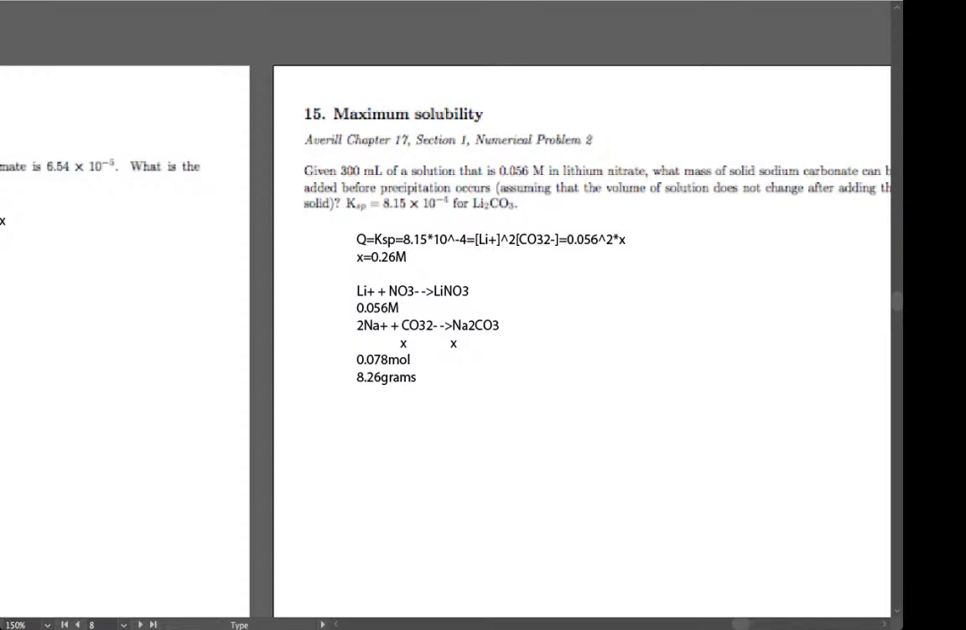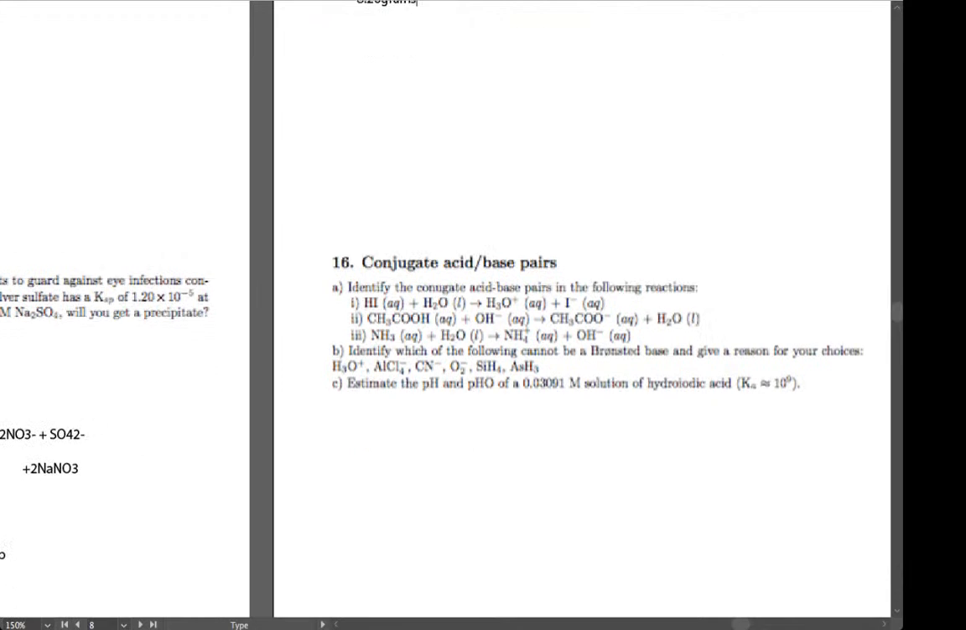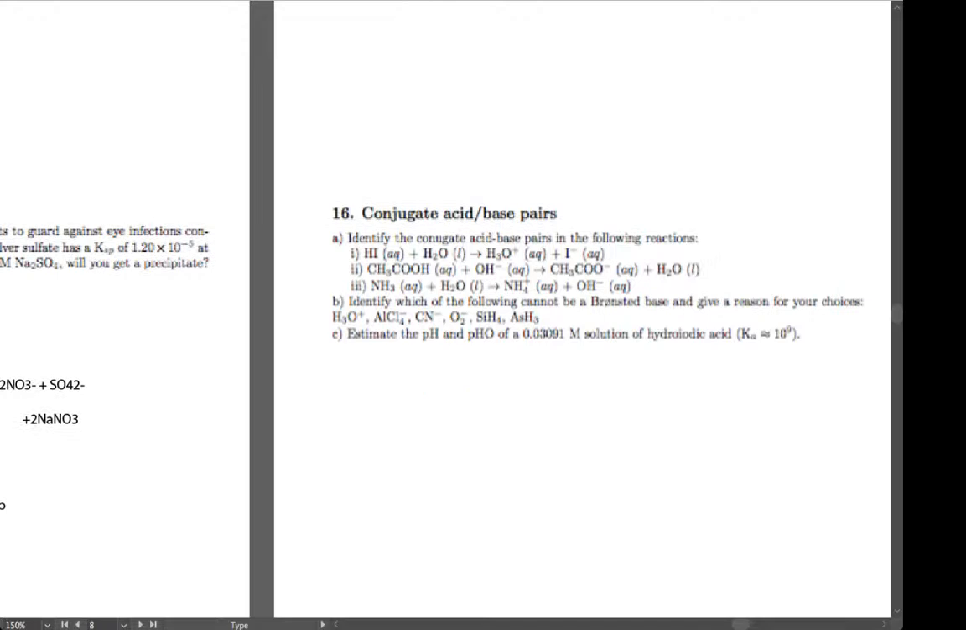I should have mentioned that this is not really about acids and bases anymore, but instead this is all about equilibrium. Oh wait, never mind. We also have the acid and base here. So number 16. Identify the conjugate acid base pairs in the following reactions.